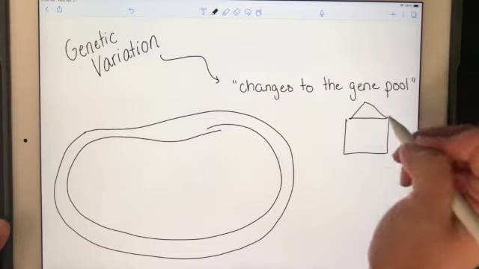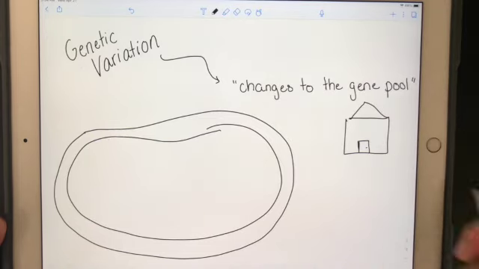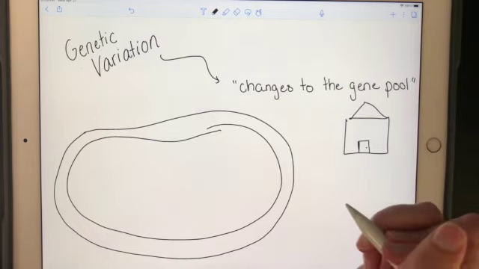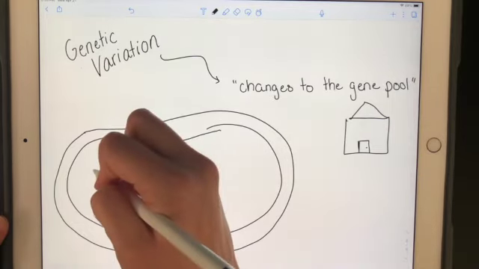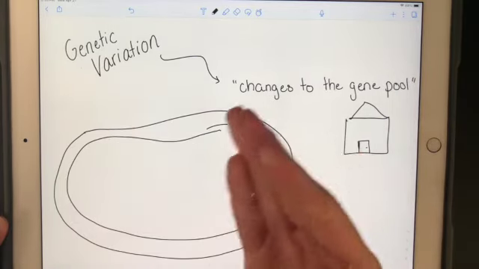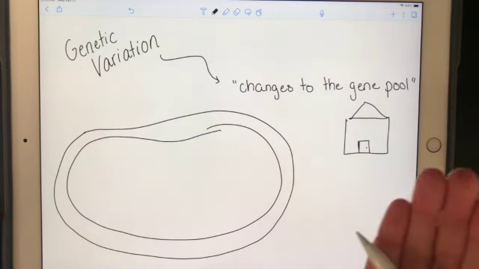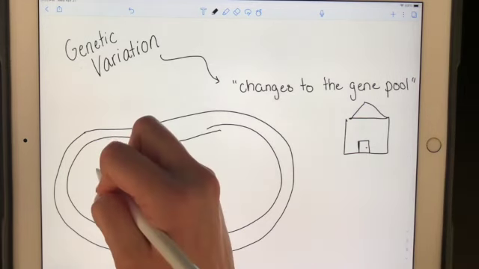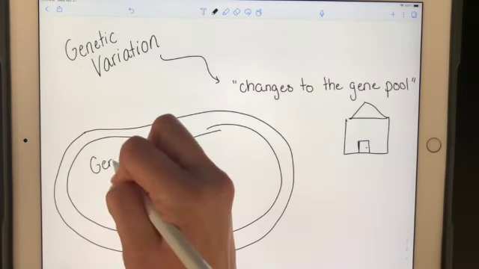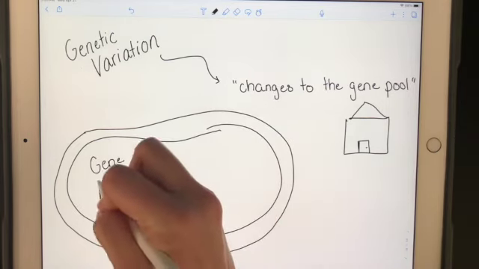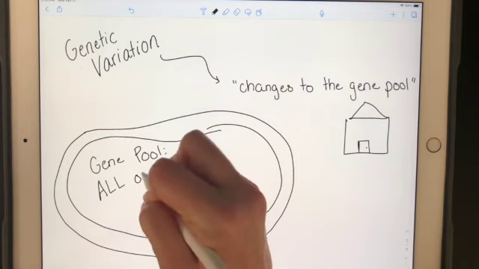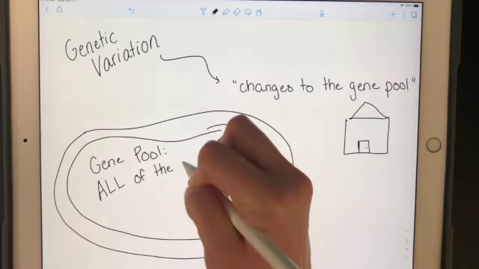Okay, here's our little house. That just goes to show you how large the gene pool is. But we're having our summer barbecue, hanging out, partying, and the whole population is in the pool. It's hot. No one wants to just be sitting outside. Everybody is in the pool. So the gene pool here is all of the genetic information within the population.